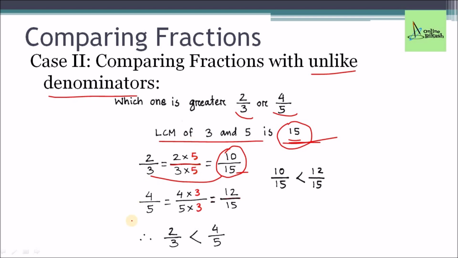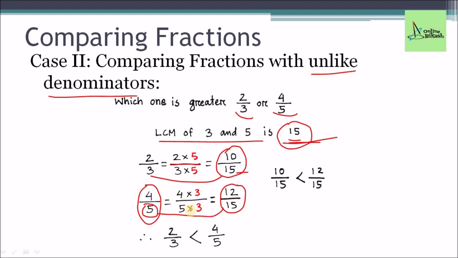Similarly, here in 4 by 5, the denominator is 5, and I told you that we have to make the denominator the same as the LCM. Our LCM was 15. So with 5, what will we multiply to get 15? You will say 3. 5 3s are 15. So that 3 is multiplied with both numerator and denominator. So we have got 12 by 15. This 12 by 15 is also equivalent to 4 by 5, because we have multiplied the same number 3 with both numerator and denominator.